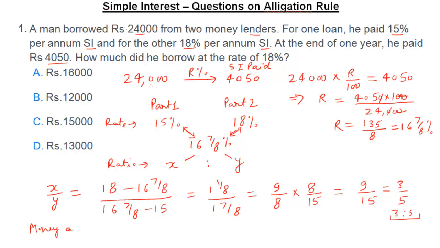So the money he has borrowed at 18% is this part, the part 5 by 8 total, multiplied by the whole money, 24,000. So that will give me 15,000. So 15,000 is borrowed at 18%, and the remaining money is borrowed at 15%, right? So option C is correct.